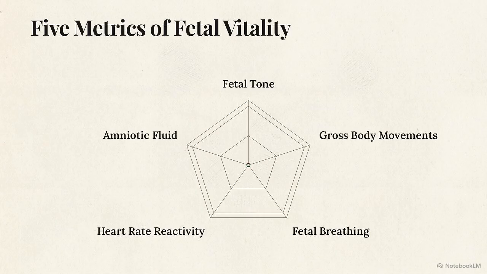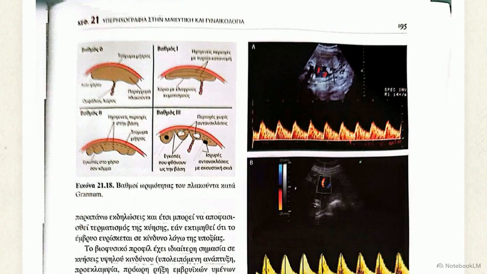This diagram outlines the 5 clinical parameters we track. We look for continuous fetal tone, gross body movements, fetal breathing movements, heart rate reactivity, and finally, we measure the total volume of amniotic fluid. We also assess the organs sustaining the fetus.